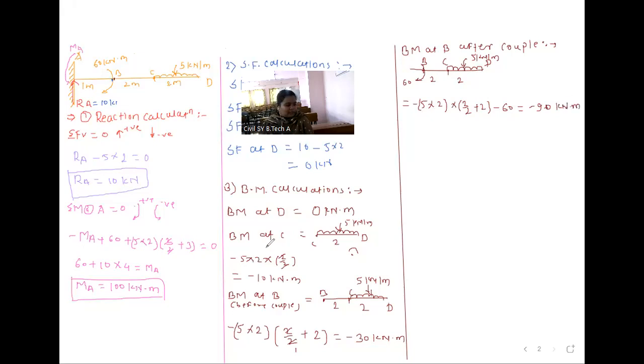After that, we will calculate the bending moment at A. Only this point A is remaining. Bending moment at A: here a force is there, but the perpendicular distance is zero. But here one moment is applied. We have to consider this moment, and this moment pushes the beam downward. So minus 100. So bending moment at A is equal to minus 100 kilonewton meter. So these are the bending moment calculations.